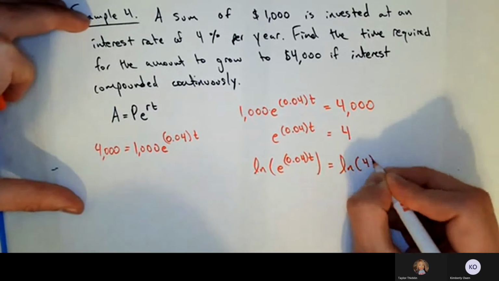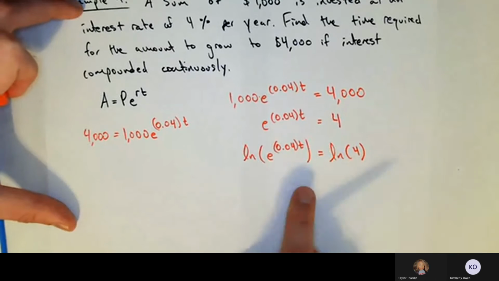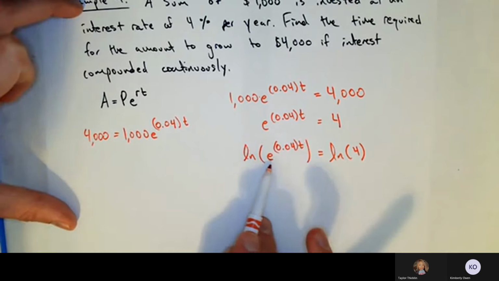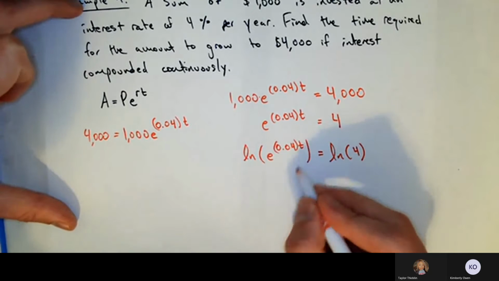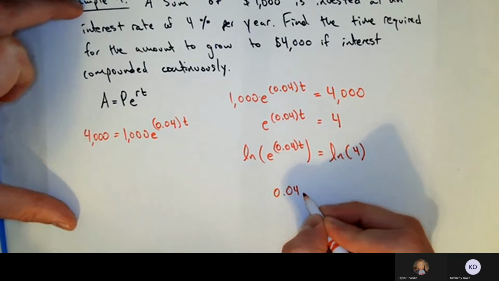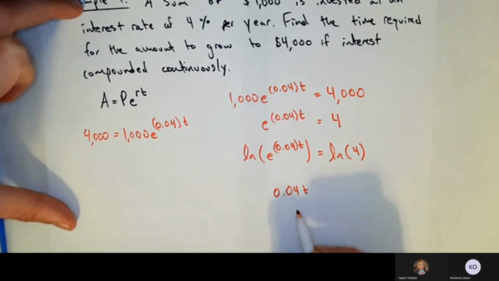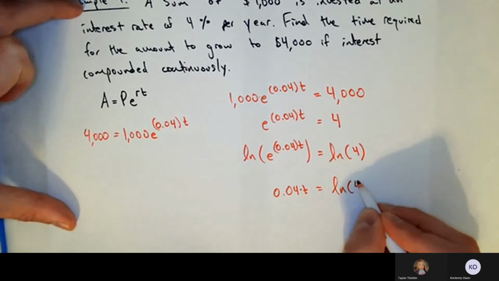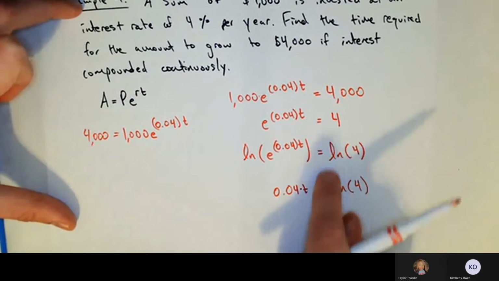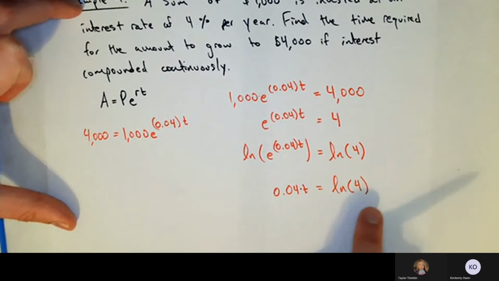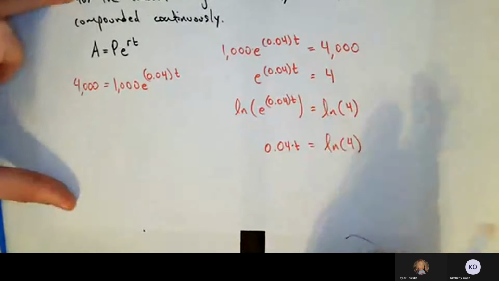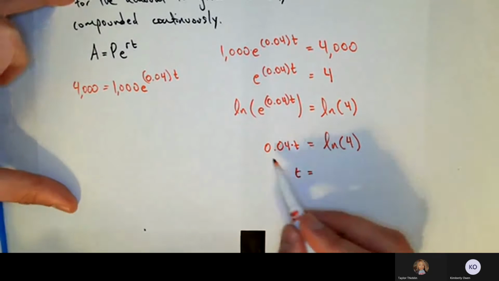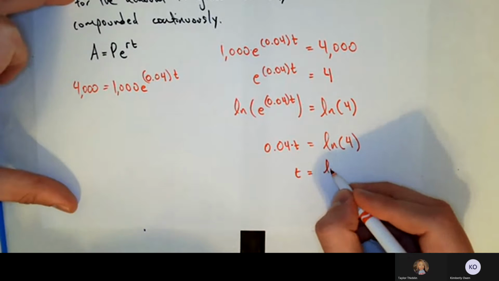On both sides. Can't forget to do it on that side as well. The left-hand side cleans up because the natural log and the exponential operation cancel, just leaving me with the input up here, which is 0.04 times t. So I'll just write it as 0.04 times t equals ln of 4, which is going to be some crazy irrational number, but for now I'm going to leave it in this compact form. And then finally, to solve for t, I'll divide by 0.04 on both sides.